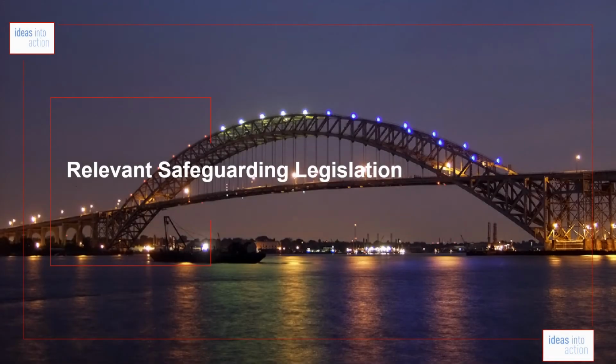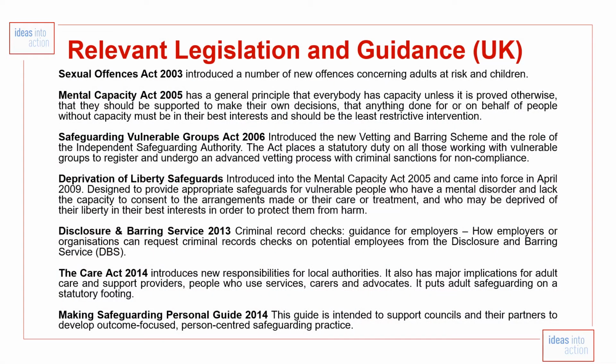Finally, let's move on to some relevant legislation. This is the legislation relevant to safeguarding in the UK. You may have different legislation in your own jurisdiction, but in the UK we have these acts and these guidance documents. Firstly, we have the Sexual Offences Act 2003, which introduced a number of new offences concerning adults at risk and children.